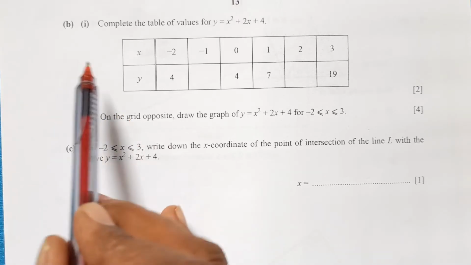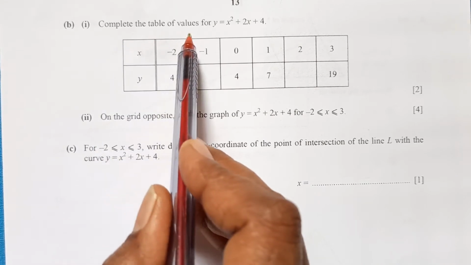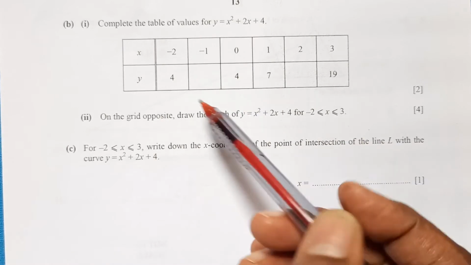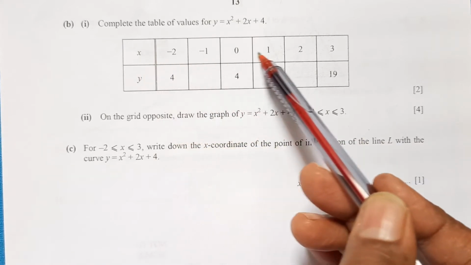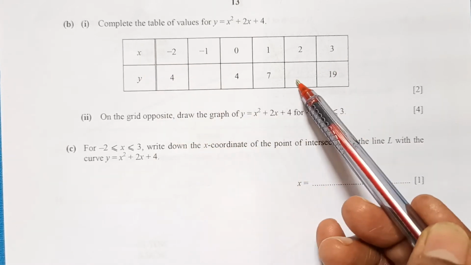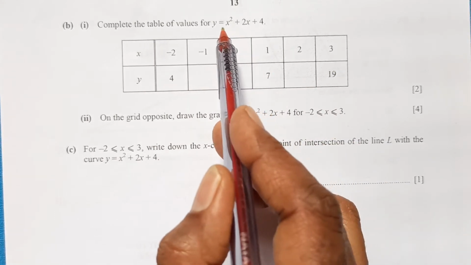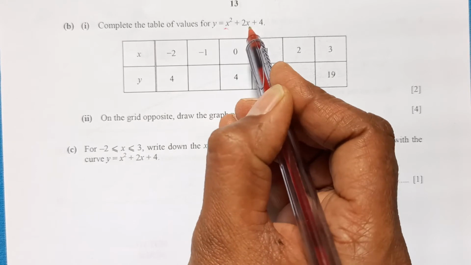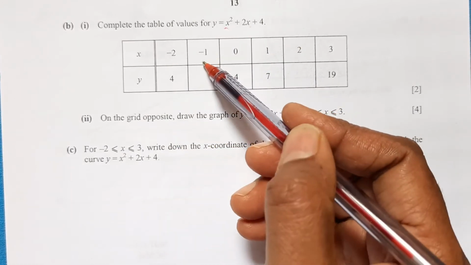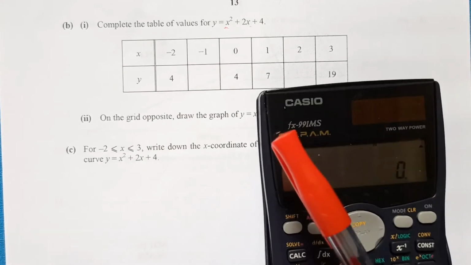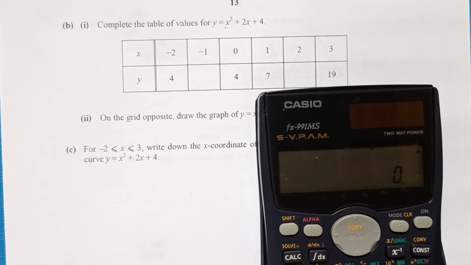So part B. Complete the table of values for y equals x squared plus 2x plus 4. So we have all the values of x here and we need to fill these gaps for y. So we are just going to replace these x's, x here and here, by the value. So first by minus 1, then by 2. So we have to be careful. We can use a calculator for this, but you have to put some brackets here.